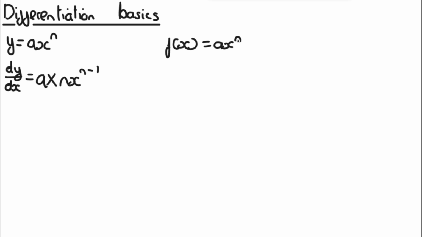then f dash of x is equal to a times n x to the power of n minus 1. You just times whatever the coefficient is by the differentiated term.